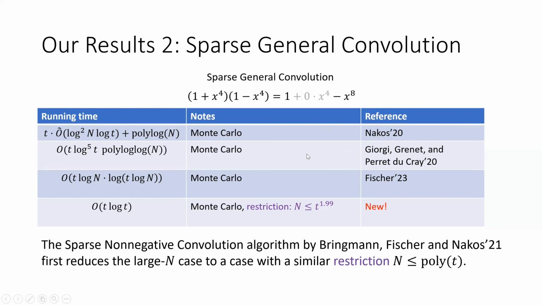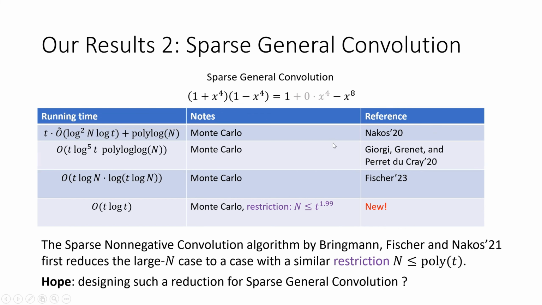We can compare with the previous progress on the non-negative case by Bringmann, Fischer, and Nakos. They designed their non-negative sparse convolution algorithm in 2 steps. First, they solved the problem under the similar restriction that the degree n is at most poly t. And then they gave a length reduction procedure to reduce a large n case to the small n case. So in our sparse general convolution result, we complete the first step, but the second step is missing. And the hope is that if we could design such a reduction for general sparse convolution, then this would fully solve the open question of achieving order T log T time for sparse general convolution.